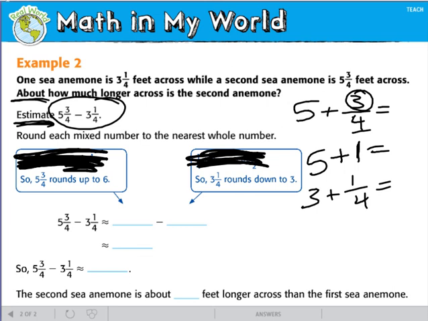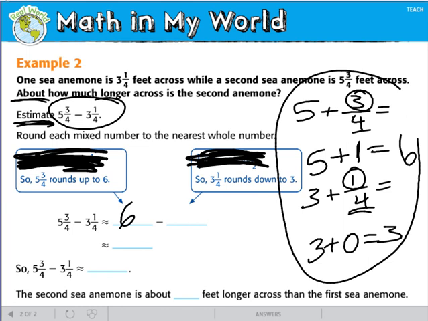So 5 plus 1 is 6. Is 1 closer to 4 or closer to 0? So 1/4 rounds to 0. I want to see this on your homework, because if you make a mistake, that is where you're going to make it.